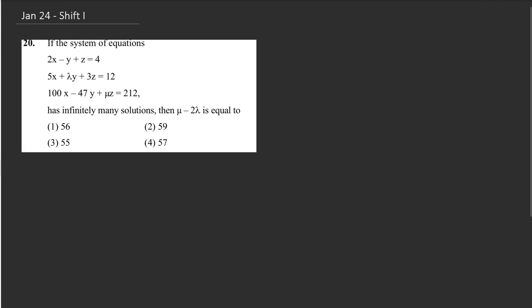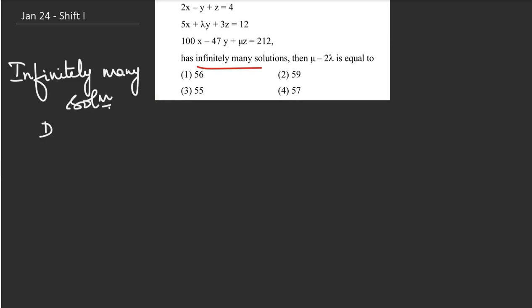The next question, another simple question. Three equations are given, which has infinitely many solutions. Then mu minus 2 lambda is equal to dash. So the given system of equations has infinitely many solutions if delta x, delta y, delta z are all equal to 0. I can write here delta x is equal to delta y is equal to delta z is equal to 0.